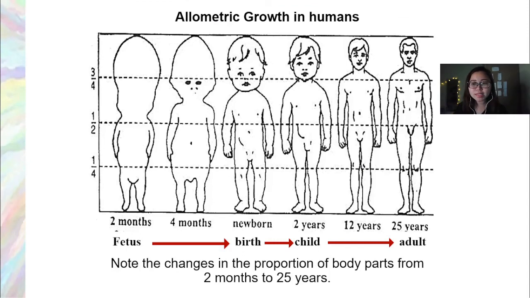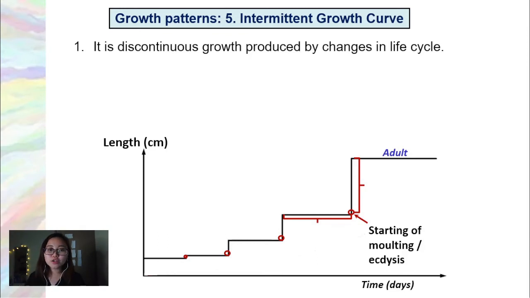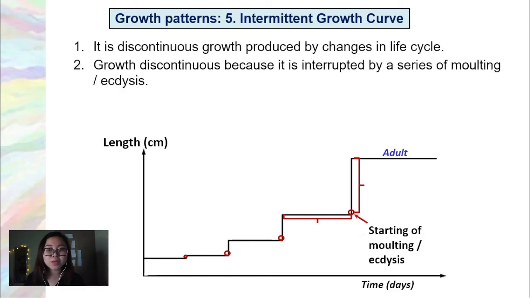So biasa kita banding bezakan antara isometric growth yang organ dengan keseluruhan badan bertumbuh pada kadar yang sama. And we compare that with allometric growth, where different organs will grow at different rates compared to the body. So that brings us to the 5th growth pattern and final one for this subtopic, which is intermittent growth curve. Intermittent means terputus-putus. So intermittent growth curves is a discontinuous growth produced by the changes in the life cycle. The growth is discontinuous because it is interrupted by a series of molting or ecdysis.